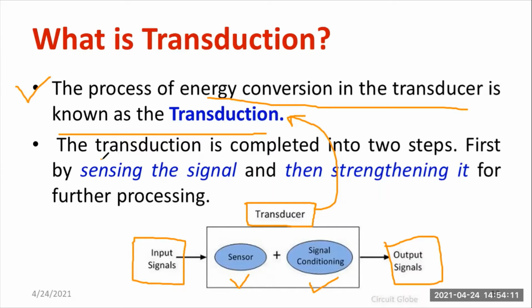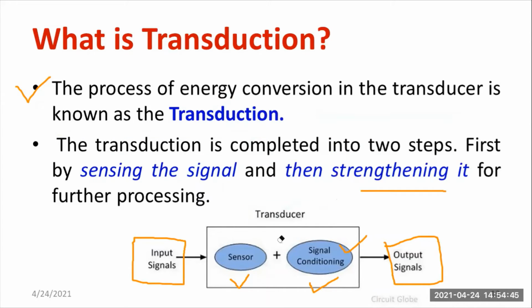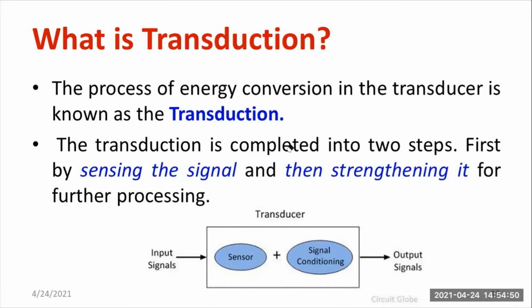There are two processes involved in the case of transduction. The first step, by using the sensor, the signal will be sensed. By sensing the signal and then strengthening it. How to strengthen the signal? By using the signal conditioning unit. There are different types of signal conditioning units available. So sensing as well as signal conditioning takes place inside the transducer. So transduction involves both the sensing and signal conditioning process. Okay, this is the basic information about the transduction phenomenon, and I have explained the block diagram of a transducer also.